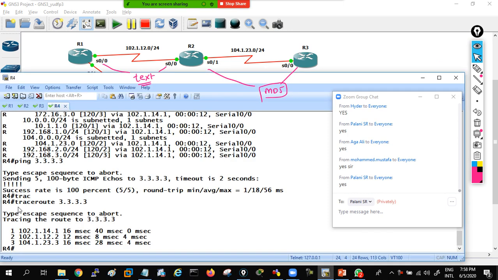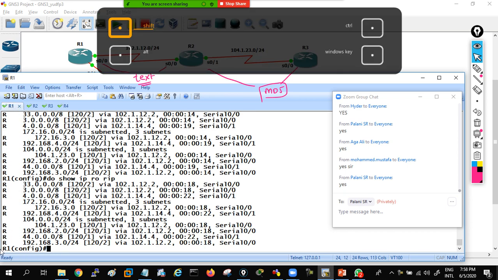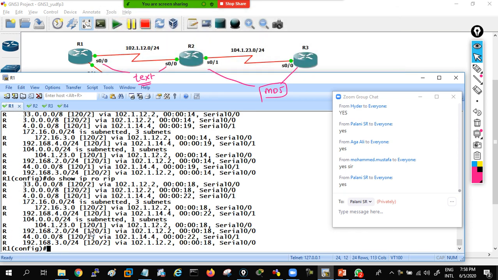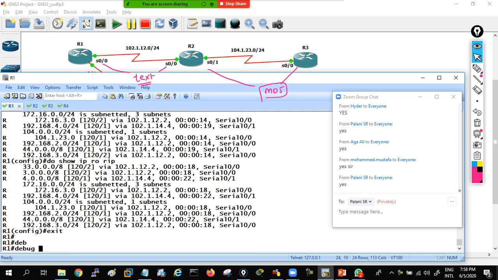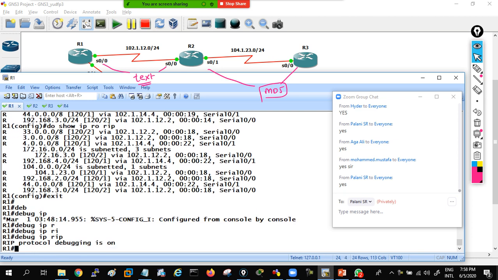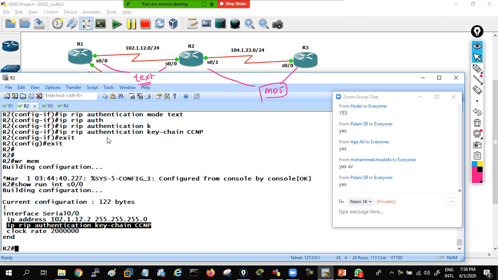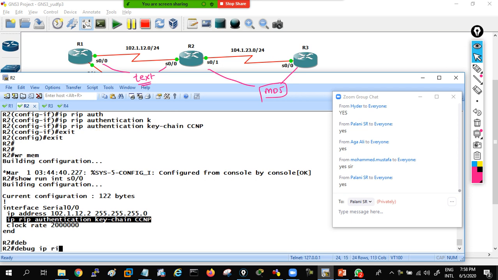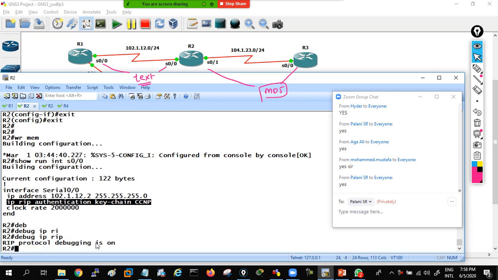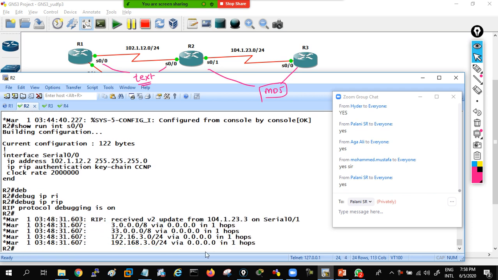Let's go to the debug. Debug IP rip, okay Palani. Let's go to the router 2 side and run debug IP rip, because between router 1 and router 2 we configured RIP. Wait for 30 seconds. It will send the routing updates from router 1 to router 2. Just wait a few seconds. So it's receiving the updates from router 3.